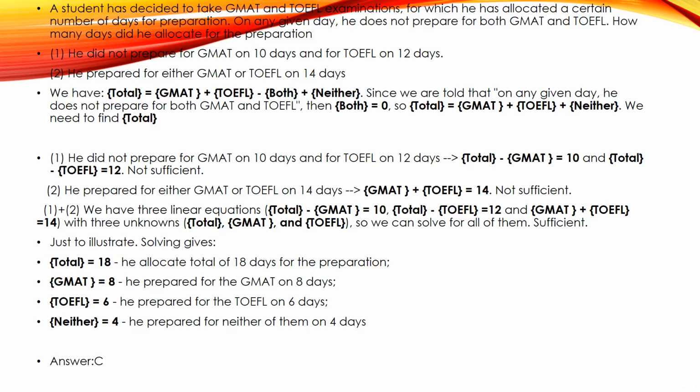Just to illustrate, solving gives total is equal to 18. He allocates a total of 18 days for the preparation. GMAT is equal to 8. He prepared for the GMAT on 8 days. TOEFL is equal to 6. He prepared for the TOEFL for 6 days. Neither is equal to 4. He prepared for neither of them on 4 days. So the answer would be C.